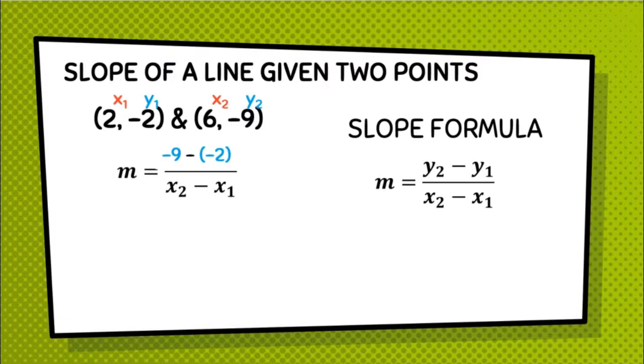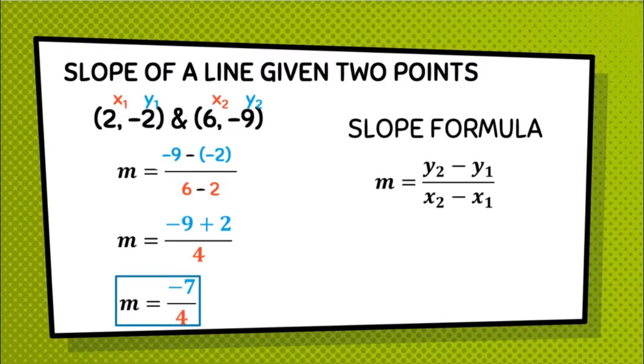Next, 6 for our x sub 2 minus 2 for our x sub 1. And then simplify. Negative 9, negative times negative 2 is positive 2, over 6 minus 2 is 4. And then, negative 9 plus positive 2 is negative 7 over 4. That is our slope.